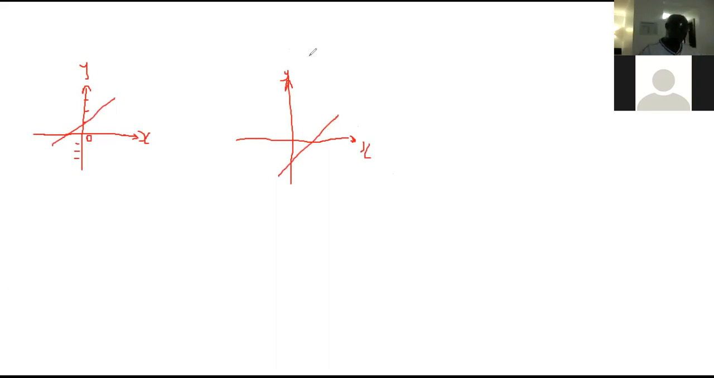So here, the first one crosses y on the positive side. Here it crosses y below 0. This one crosses y above 0. Here it crosses y below 0. So the one that is above 0, the intercept is positive. The one that is below 0, the intercept is negative.